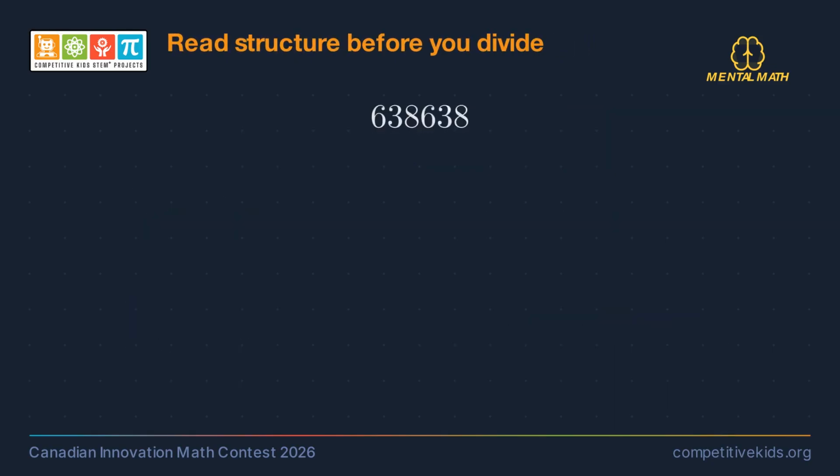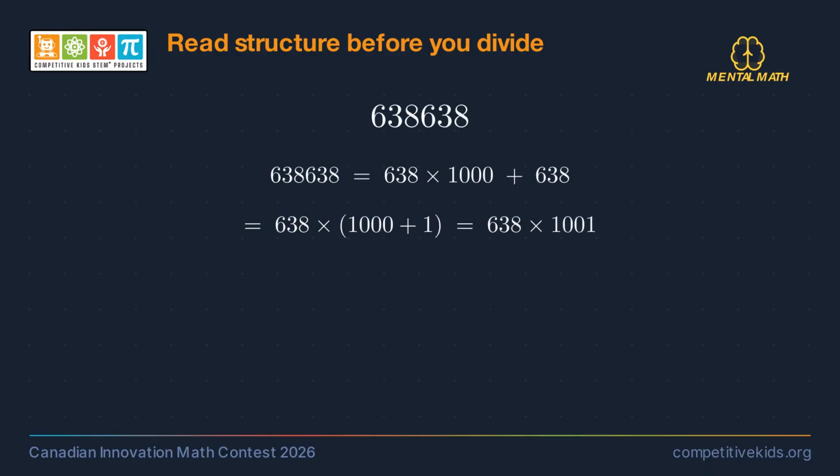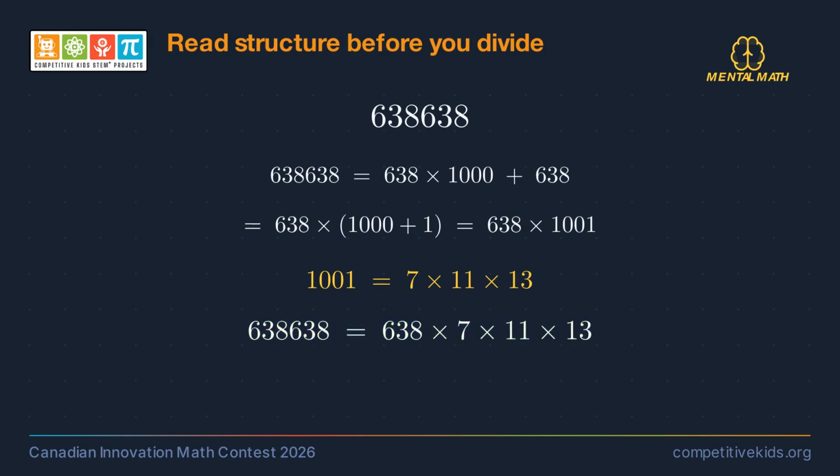Now read structure before you divide. Take 638638. Split it. 638 times 1000 plus 638. Factor out the block. 638 times 1001, and 1001 cracks. 7 times 11 times 13. So the whole number is 638 times 7 times 11 times 13. Divisible by all 3. No division needed.